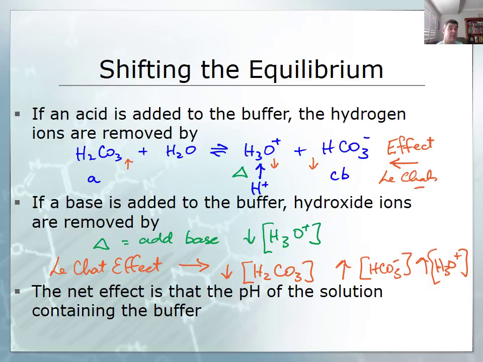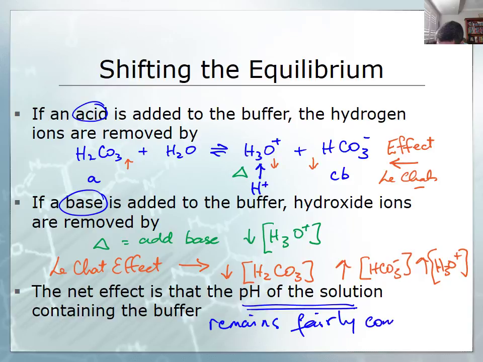So buffer solutions can be explained in the same way that we've been explaining any Le Chatelier shift in an equilibrium system. This is designed to counteract the effect of either the addition of an acid or a base in order to shift the system to maintain a consistent pH value. So this is the net effect, that the pH of a solution containing the buffer remains fairly constant. Now, if we were to add a very large amount of a very strong acid, we would shift the pH. A buffer solution will remain within a narrow range, but can't resist all changes.